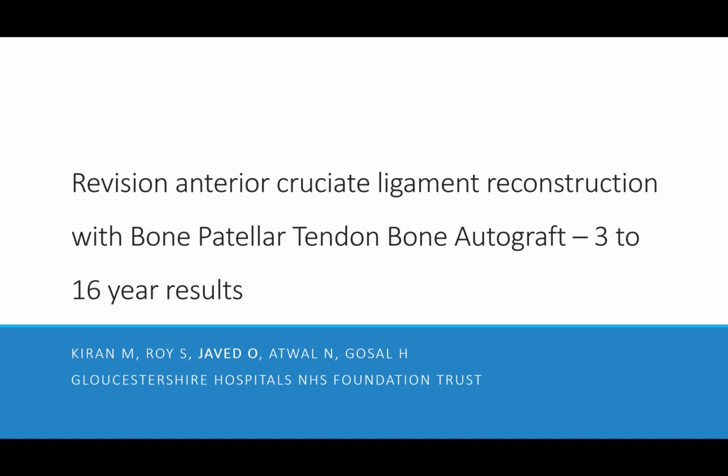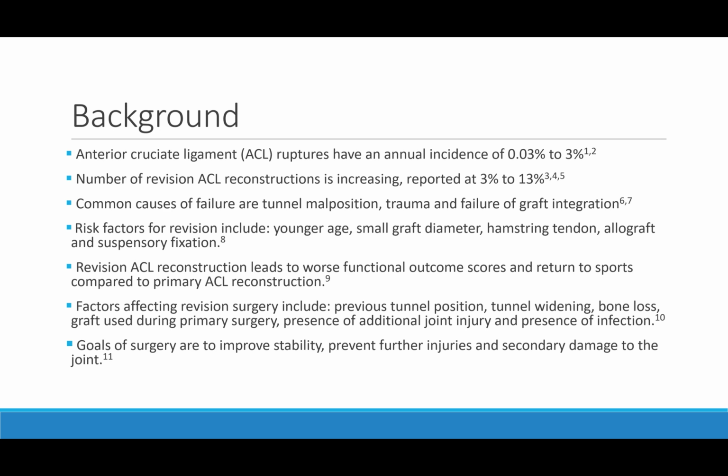I'm a registrar working at Cheltenham and Gloucester, and I'll be presenting our team's study on revision ACL reconstructions with bone patellar tendon bone graft. ACL ruptures have an incidence of around 0.03%, rising to 3% in some studies of athletes, and the number of revision ACLs is going up.